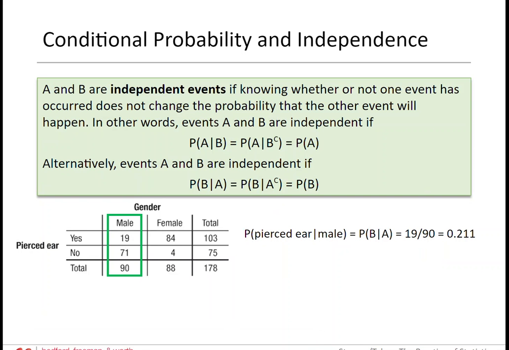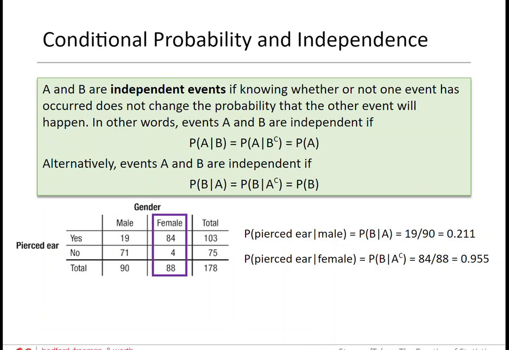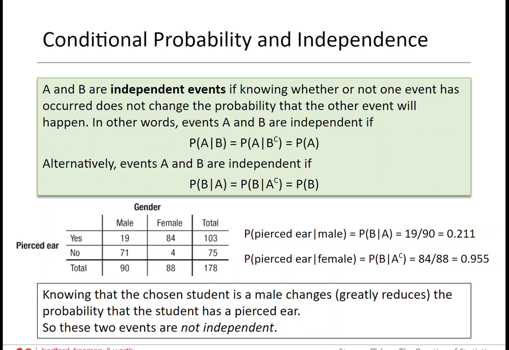So, if we look at the probability of B given A complement, so the probability that someone has pierced ears given that they are not male, or in this case female, the total number of females with pierced ears is 84 over the total number of females, 88, which is 0.955. Since these two probabilities are not equal, these events are not independent. Knowing that a student is male significantly changes, or in this case reduces, the probability that the student has pierced ears.